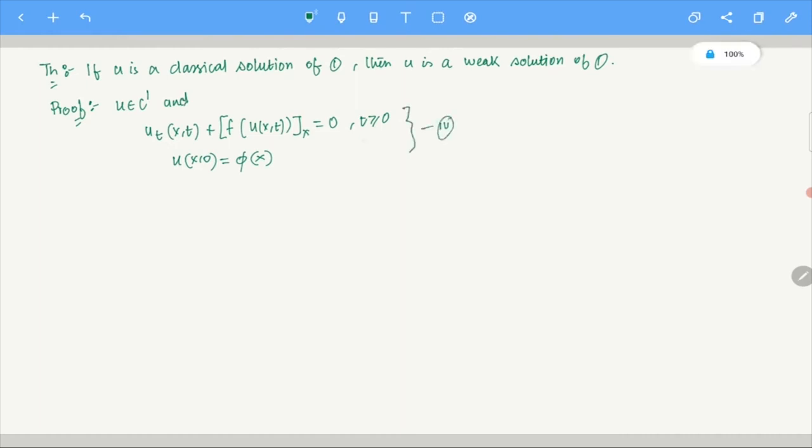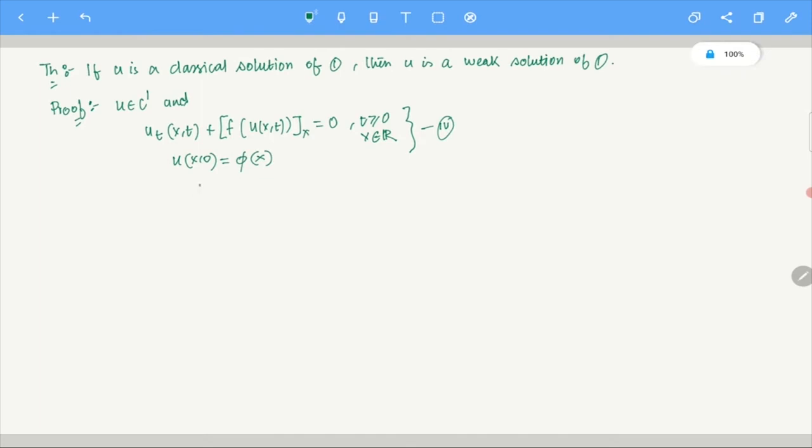This happens for all x in R and t greater than 0. Clear? Okay. For every point you have this, there is a u which does this. Okay. Now of course we are taking f to be a smooth function, so you can break this up, which will give you, by the chain rule, f prime.